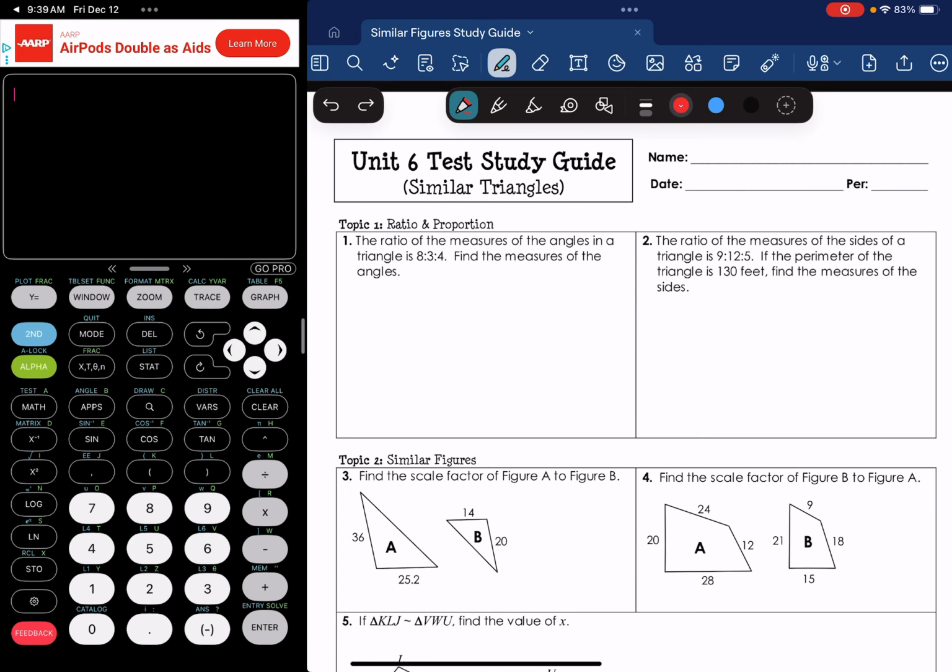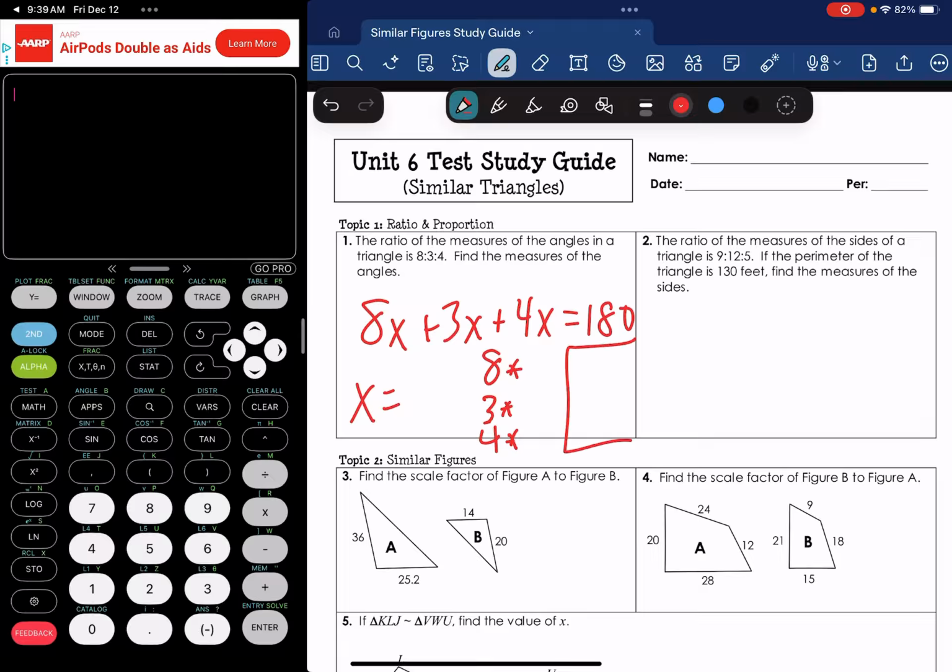Problem number 1, it says you have the ratios of the measures of triangles as 8, 3, and 4. So if you put an X next to those and add them, interior angles are 180 for a triangle. So to work that out, you would solve for X. Once you know X, you multiply it times each one of the pieces of the ratio, and that'll give you your final answers. You do the same thing for problem 2, except you use 130 feet since this problem's about perimeter.